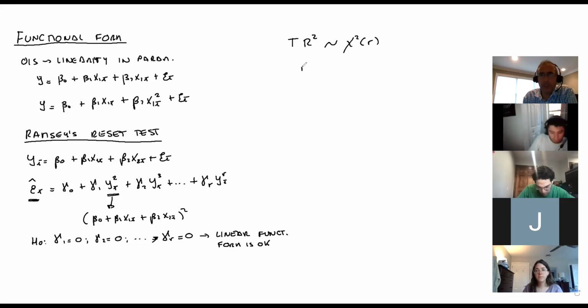As usual, we're going to use the p-value. If the p-value is smaller than the significance level alpha, this is my significance level, we simply reject the null hypothesis. Okay?